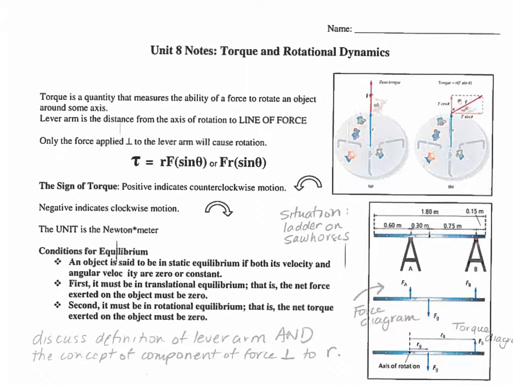This is video 8.1 on torque. Torque is a quantity that measures the ability of a force to rotate an object around some axis. So here in an example, we have a merry-go-round.